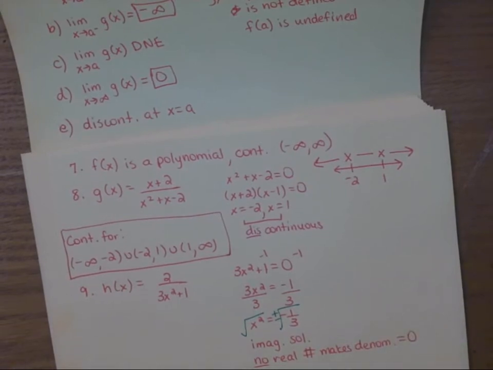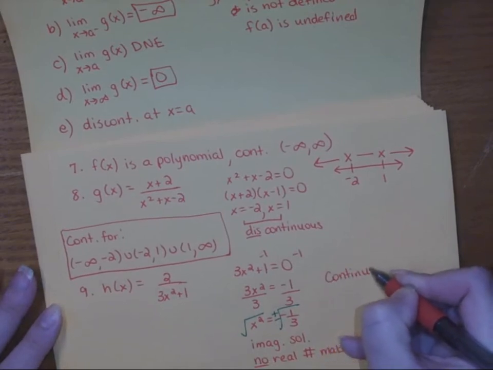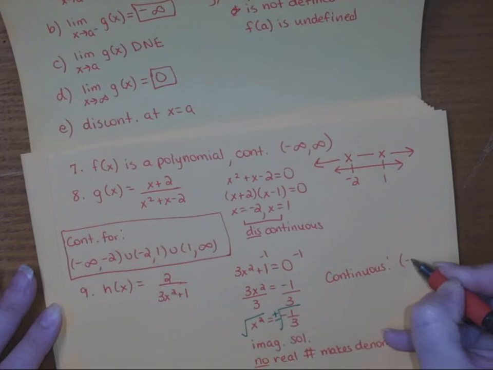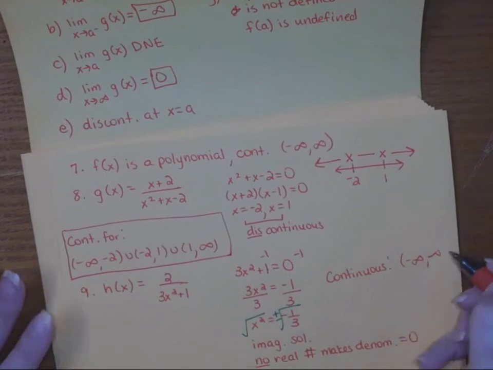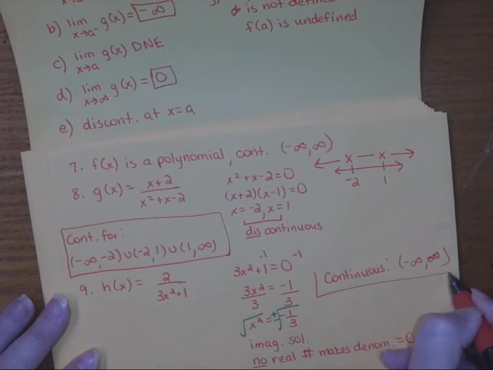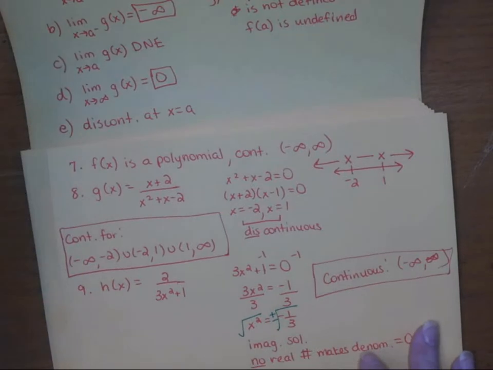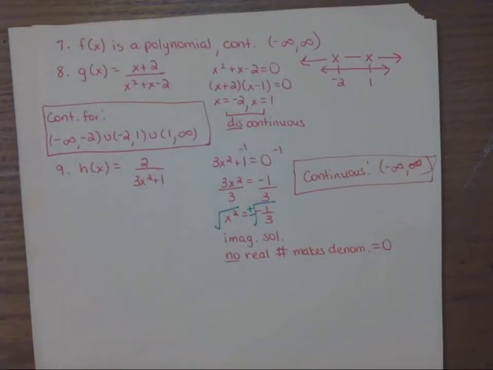Okay, so what that means is there's actually no restrictions at all because there's no way the bottom can ever be 0. So that means it's continuous everywhere. That is the worst infinity symbol ever, but there it is. Okay. So the point is we're trying to find out what would make the denominator 0 so we can kick those numbers out. And notice in this case we didn't have any numbers to kick out, which means it's just continuous everywhere.